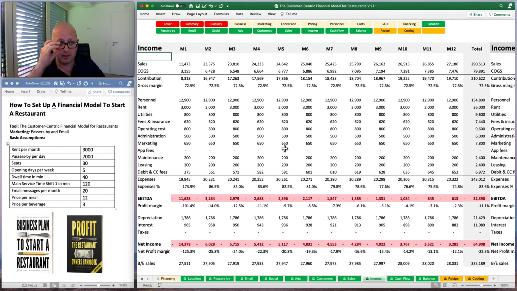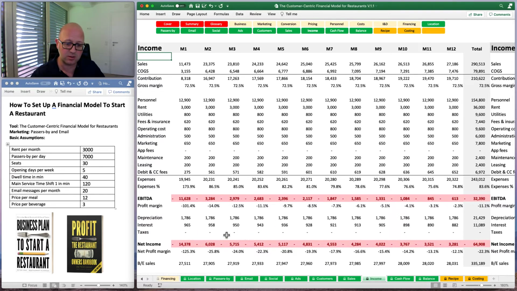Next one is a part of the 3 statements. The 3 statements are income, cash flow, and balance. And income shows you your profit and loss. In this case, we do have a loss. And this means we have to improve our model and find a better way to generate a profit. And the two possibilities are to make more sales or to reduce your costs, simply. And you also get EBITDA, which means gross profit and the net income after tax, depreciation and interest.